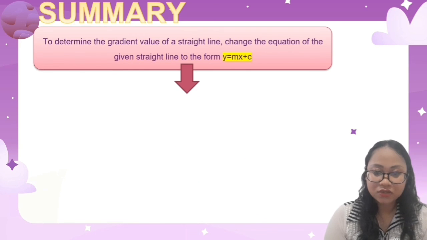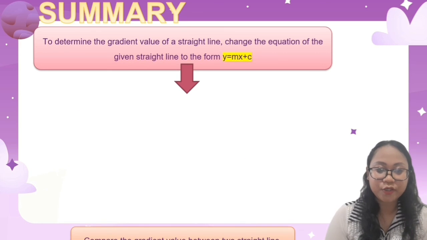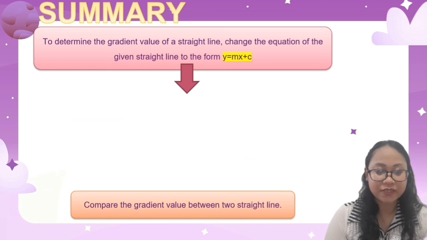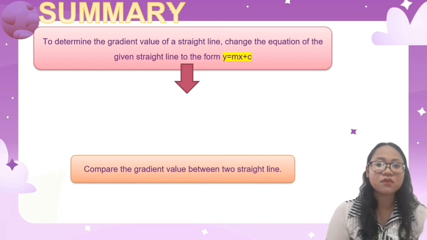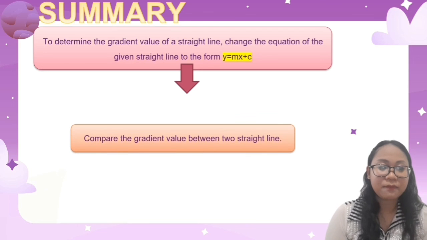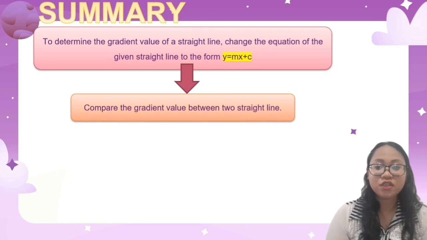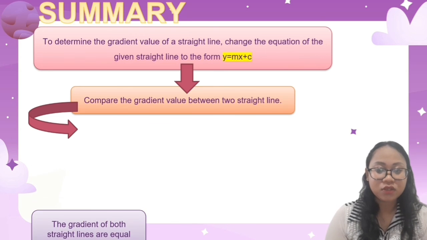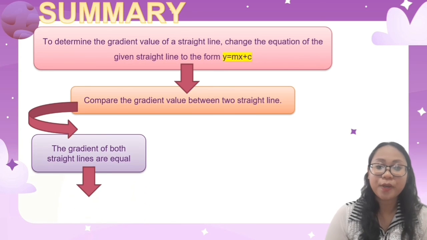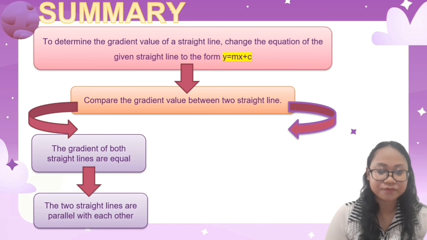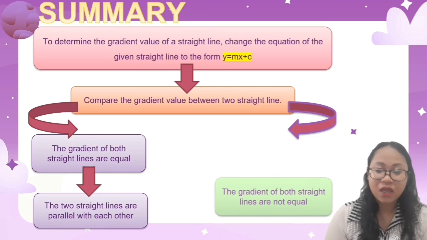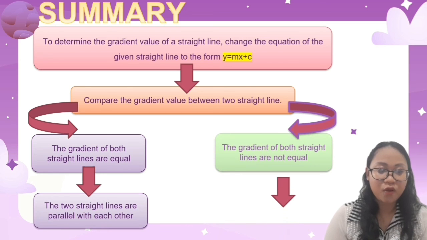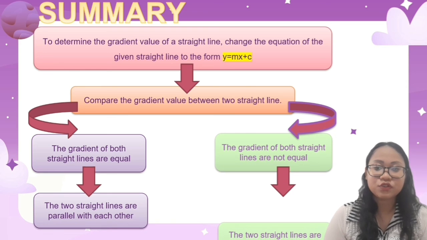Next, we need to compare the gradient value between two straight lines. The conclusion that we can make is if the gradient of both straight lines are equal, then two straight lines are parallel with each other. In contrast, if the gradient of both straight lines are not equal, then the two straight lines are not parallel with each other.